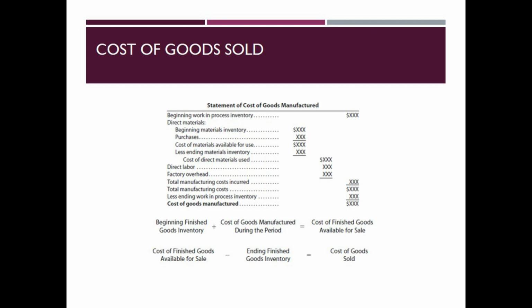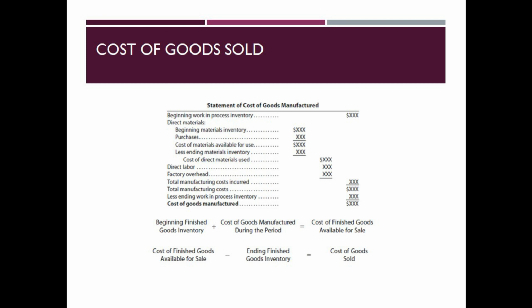So how much was the total goods manufactured for the month, the finished goods that were made for the month. With that, if you add that with the beginning finished goods inventory, you get the cost of goods available for sale. And if you take the cost of goods available for sale and deduct the ending inventory, then you get the cost of goods sold.